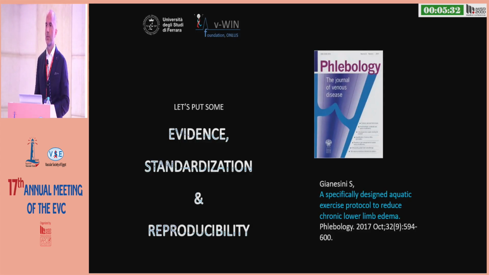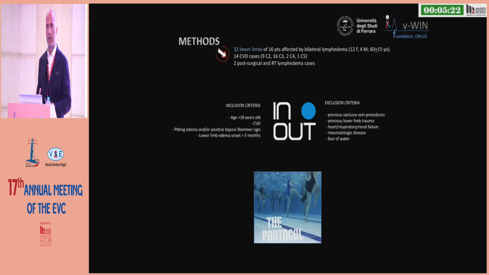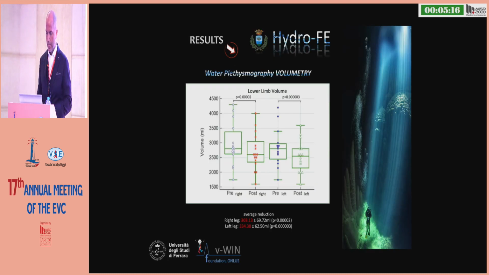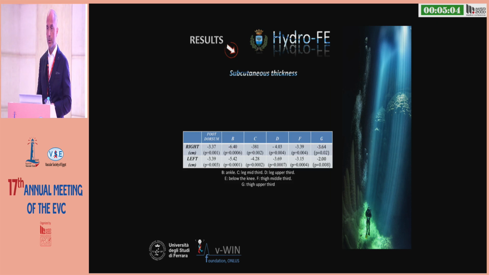That's why back in 2017 we started a research line at the University of Ferrara dedicated to the aquatic environment. We standardized the protocol of exercises, we tested on phlebolymphedema patients, we published on Phlebology Journal where you can find the protocol, it is available. Basically we demonstrated that with 2 sessions per week, in 5 sessions total, we were able to significantly decrease the lower limb volume by 300 millimeters, that is of course quite a lot.